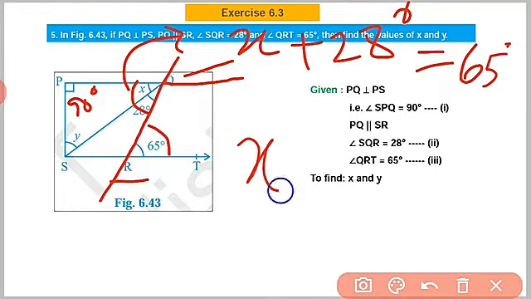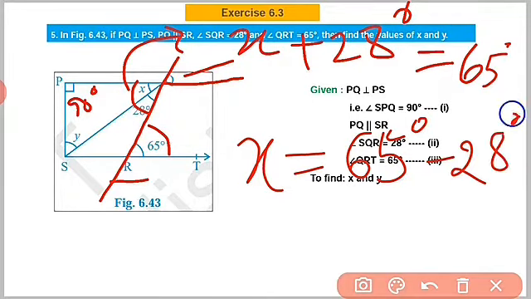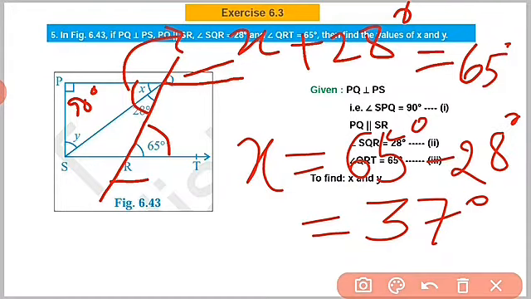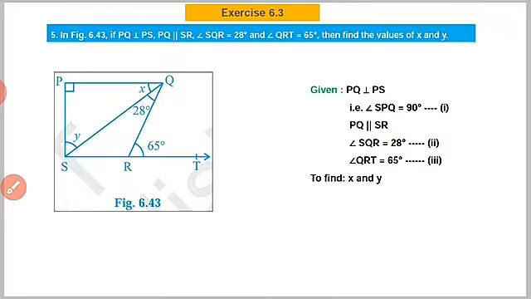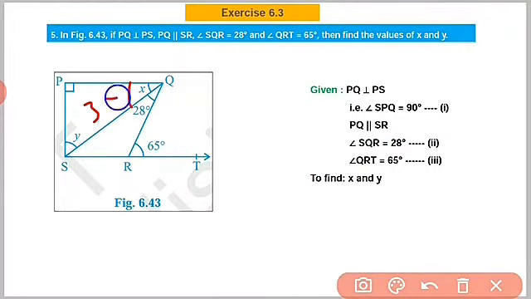So what will be the value of X? It will be equal to 65 degree minus 28. What is the answer? Yes, 37 degree. So X is equal to 37 degree. Again we got to know the value of X, that is 37 degree, and this is 90 degree.